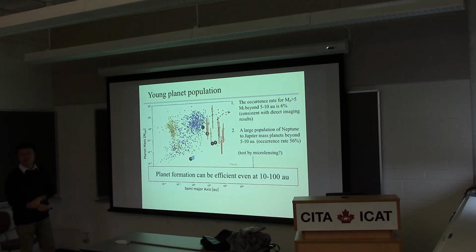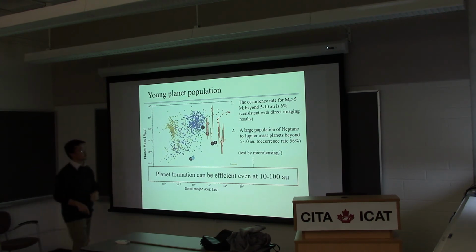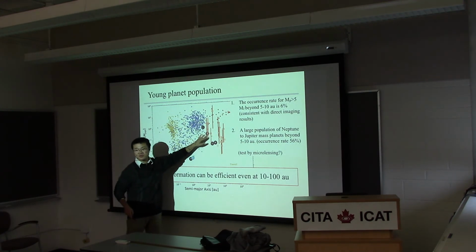For direct imaging, it's just that Neptune-sized planets are far too small. They are too faint to be observed, right?